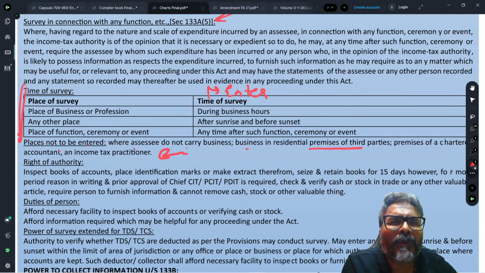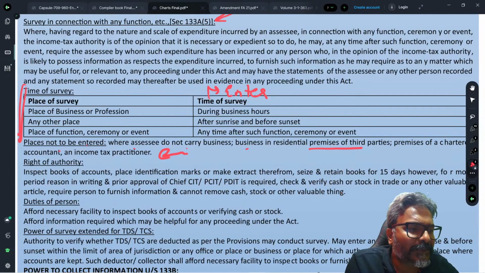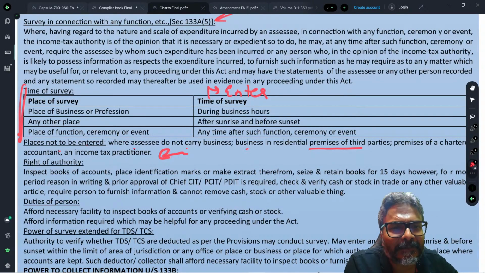In the case of COVID, there is work from home taking place. Because of COVID, there is work from home, and because of that reason, can they do the survey? Expected question for the May 22 attempt.